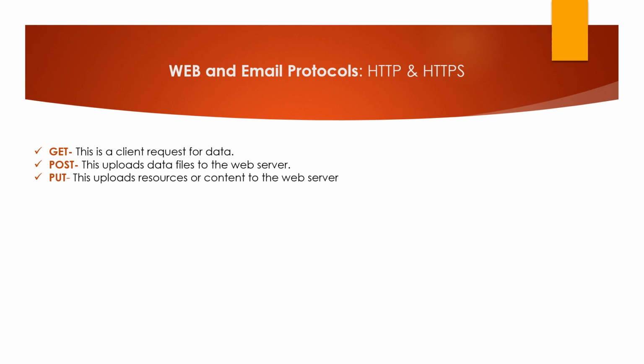GET is a client request for data, where a client, a web browser, sends the GET message to the web server to request HTML pages. POST uploads data files to the web server, such as form data, and PUT uploads resources or content to the web server, such as an image.